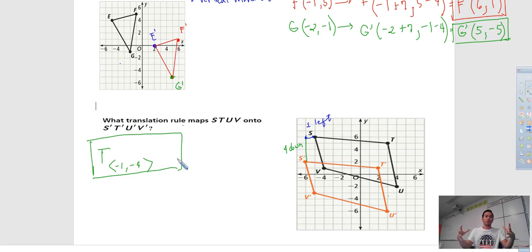Your translation is a rigid transformation. That means that your image will have the same size, and your image also will have the same shape as the pre-image. You're just moving the image, and make sure that all of the points will move together, at the same translation rule.